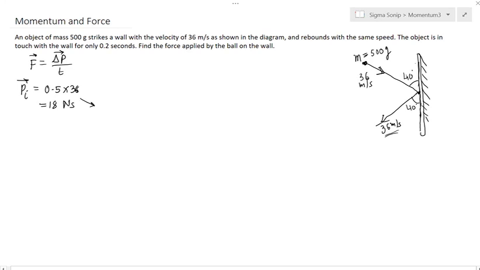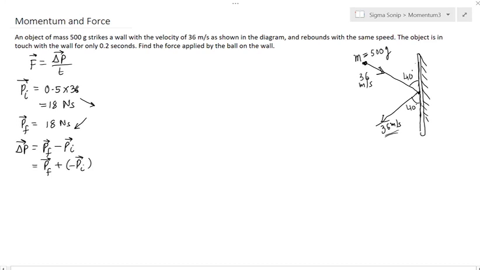I'm just showing it without any angle here. And P final will be the same because the magnitude of the velocity is the same and the mass is the same, so it will also be 18 newton second, and that is in this direction. Now we need to find delta P, which is basically PF minus PI. Just like the previous example, I will write this equation as PF plus minus of PI. Now let's draw these three vectors. I will draw PI, then minus PI, and then PF.